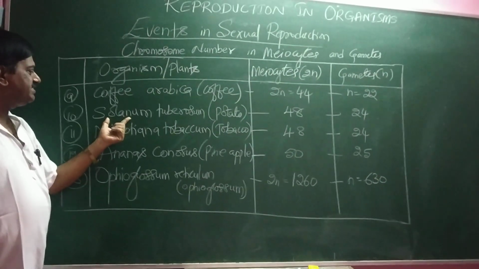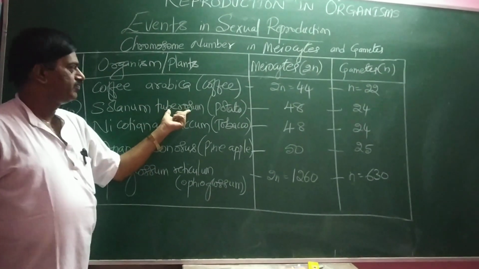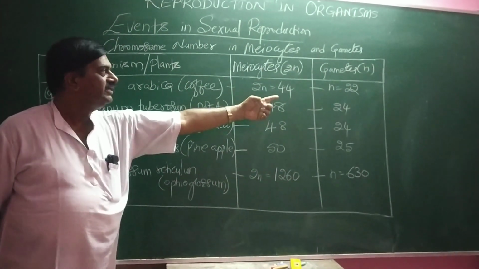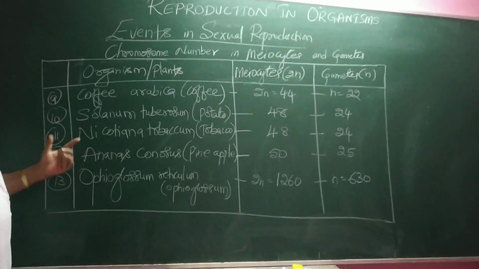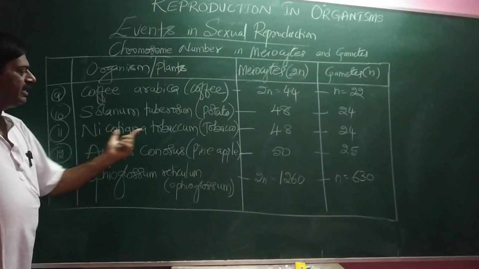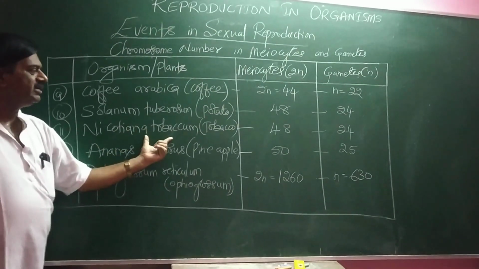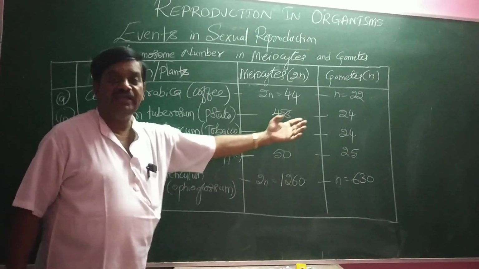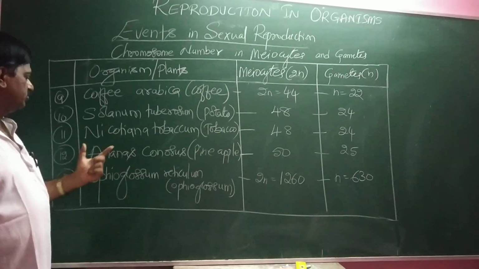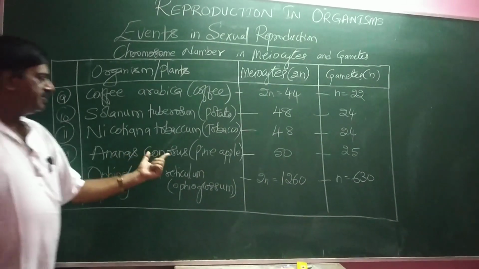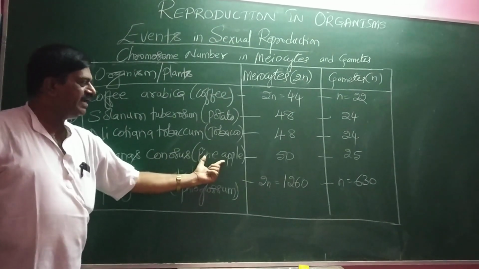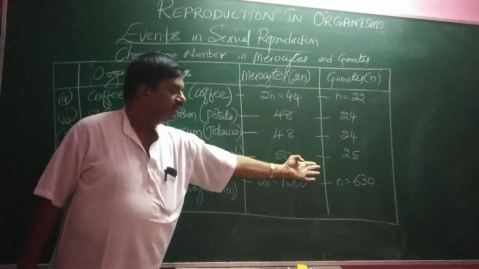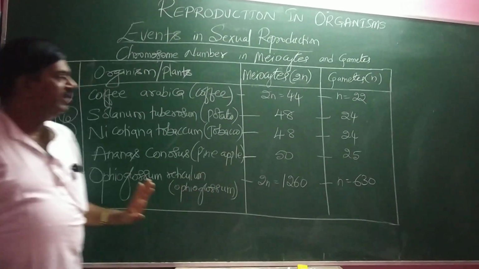Whereas in the next example, Solanum tuberosum, called potato, the 2n number is 48 and the gamete number is 24. Next example, Nicotiana tabacum, commonly called tobacco, the chromosome number is 2n is equal to 48 and the gamete is 24. Next, Ananas comosus, commonly called pineapple. In a pineapple, the meiocyte number 2n is equal to 50 and the gametes n is equal to 25.